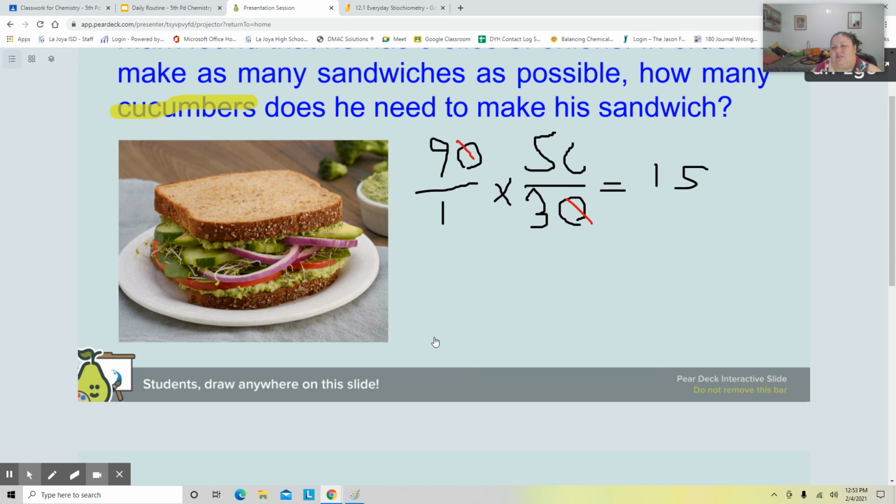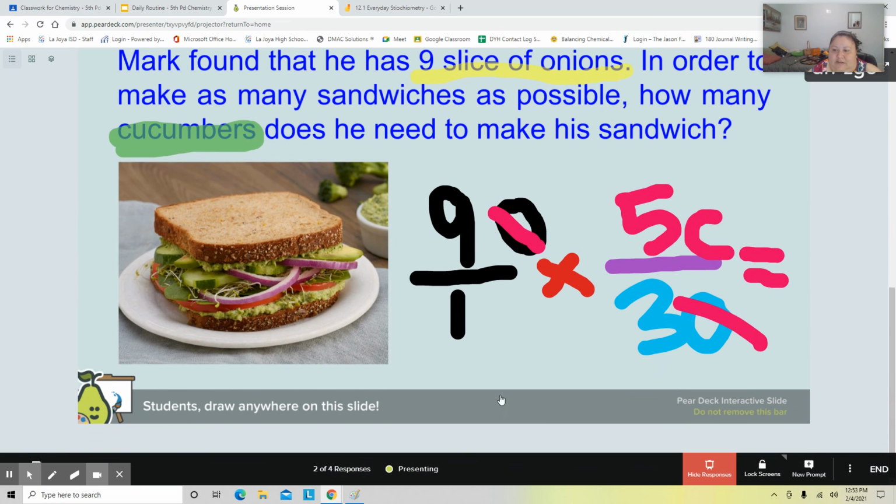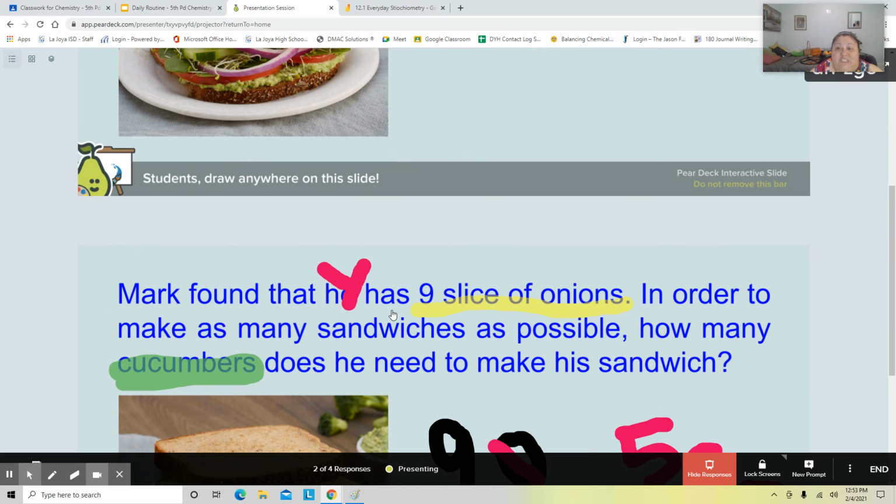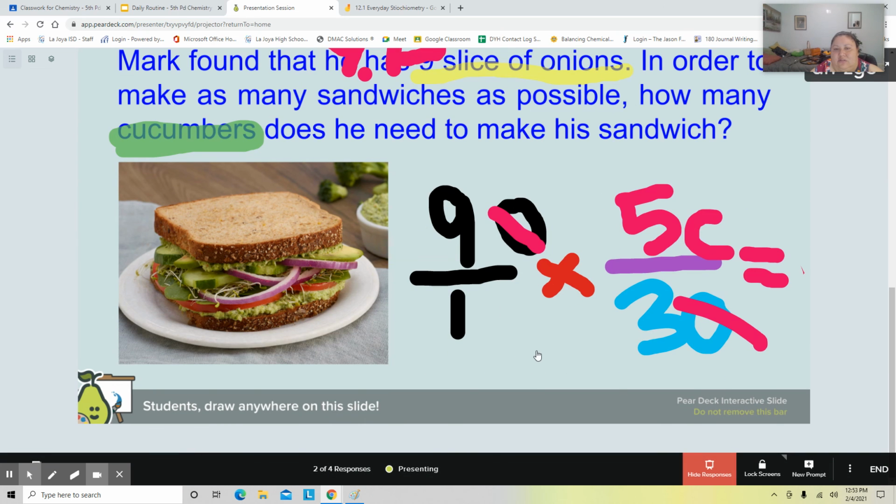How many cucumbers? Don't just give me a number. Put in there what ingredient you are dealing with. What's the ingredient? 15 what? Cucumbers. Very good. Perfect. That looks real good. Onions cancel with onions. And we're going to multiply 9 times 5 divided by 3. And that's going to give me 15 cucumbers.